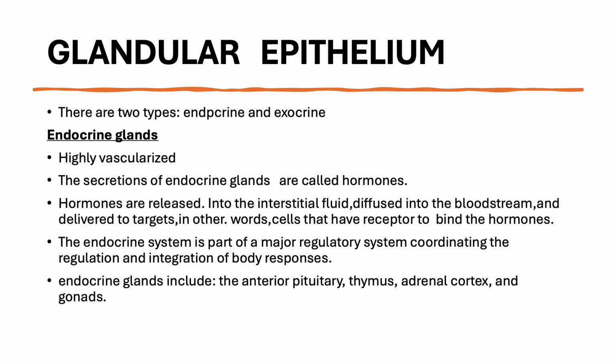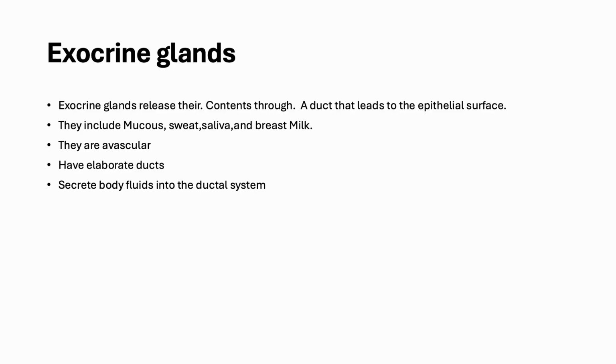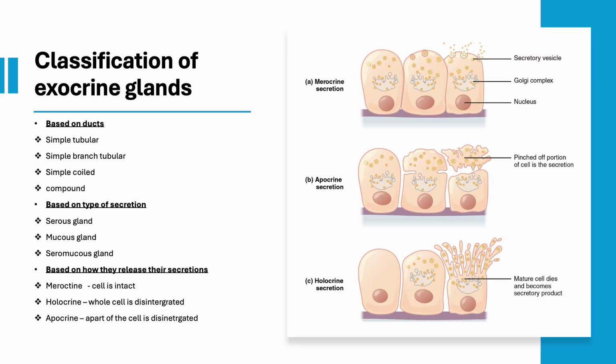We are going to focus mostly on exocrine glands, which release their secretions through a duct that leads to an epithelial surface. They include mucus, sweat, saliva, and mammary glands. They are avascular and have elaborate ducts. They secrete body fluids into the ductal system. Classification based on ducts, we can have simple tubular, simple coiled, and compound. Classification based on secretion, you can have serous glands, mucus glands, and seromucous glands.